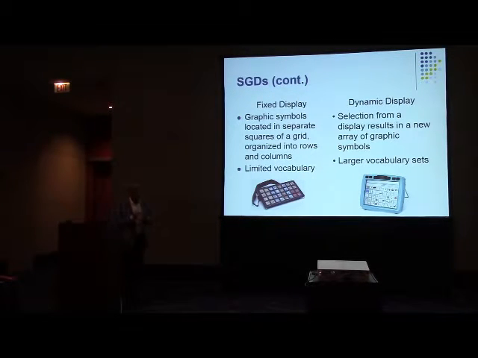Now, how do you display the symbols on those devices? You can have a fixed display or a dynamic display. What's the difference? When you look at this device, there are only 32 symbols you can arrange. So it's a fixed size, with rows and columns, and a limited vocabulary of only 32 words. These devices also let you take out the overlay and insert another overlay, but every time you're using the device, you're limited to 32 symbols.